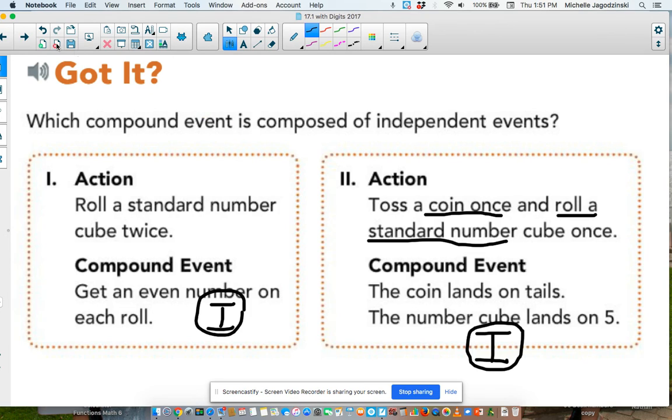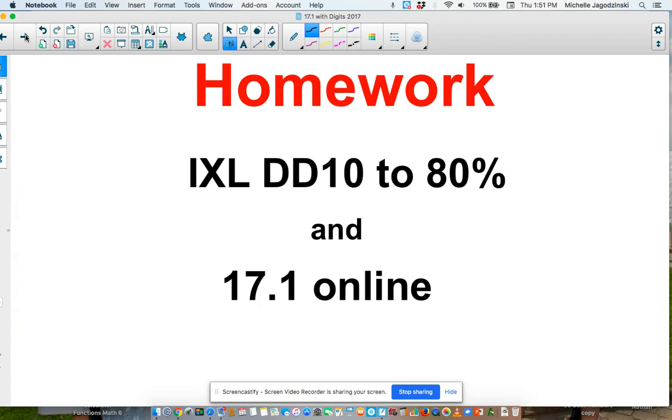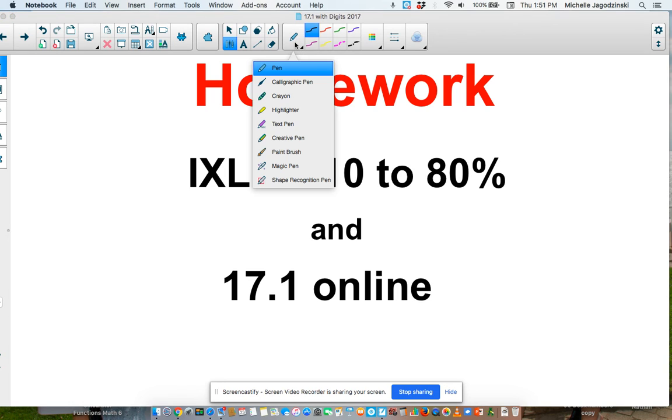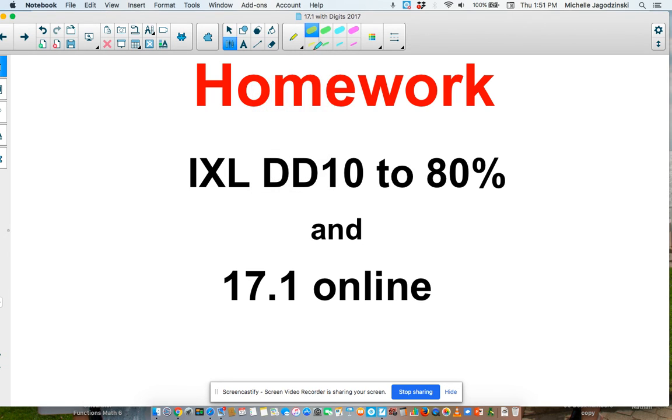Okay? So, with that being said, that's our lesson. Today, you are going to start with IXL DD10, and you'll notice here that I've changed your percentage. You don't have to go to a 90. Let's just stop at an 80%. And after you are done with your IXL DD10, then you are going to go ahead and go online to lesson 17.1. That will be through your Pearson program.